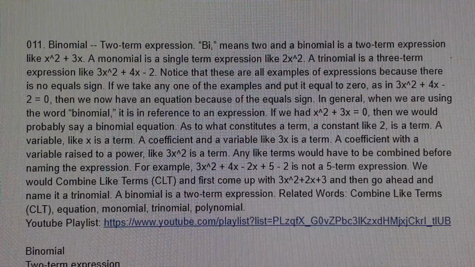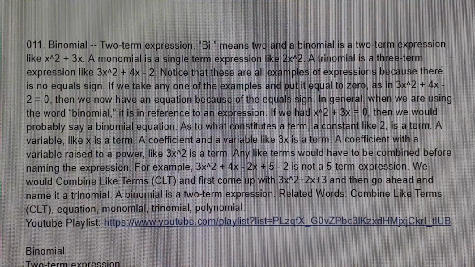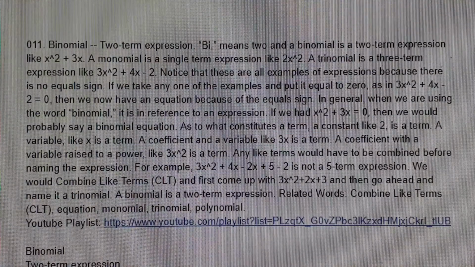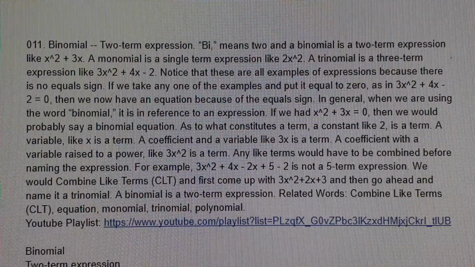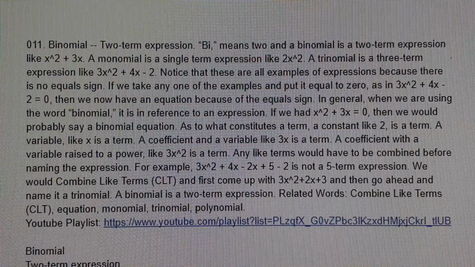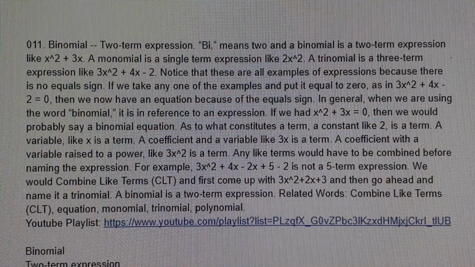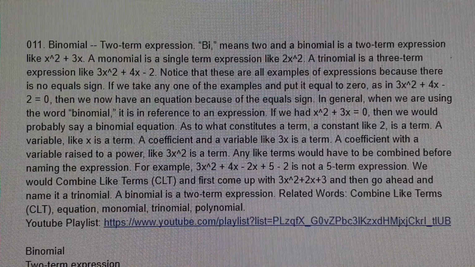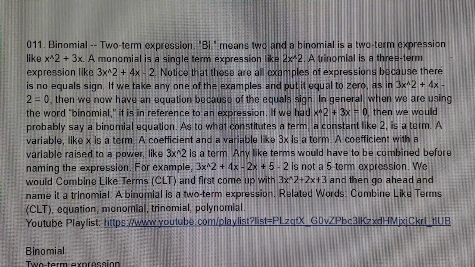For example, 3x squared plus 4x minus 2x plus 5 minus 2 is not a five-term expression. We would combine like terms, CLT, and first come up with 3x squared plus 2x plus 3, and then go ahead and name it a trinomial. A binomial is a two-term expression. Related words: combine like terms, CLT, equation, monomial, trinomial, polynomial.